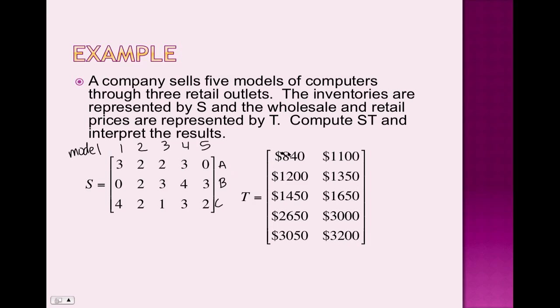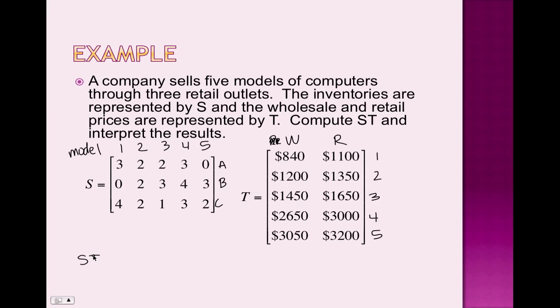So now we have our prices here. We've got our wholesale prices on the left, so we're going to label that with a W, and our retail prices on the right for each type of computer. So this would be Model 1, Model 2, Model 3, Model 4, Model 5. These are your different models that are going down. So we want to find the product of matrix ST.